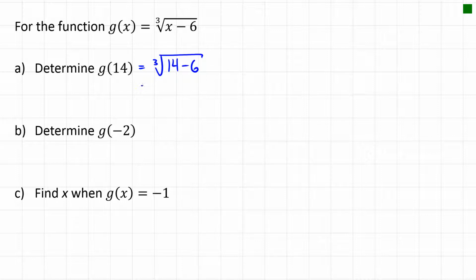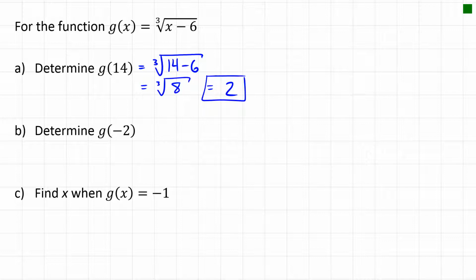So we have the cubed root of, and we replace x with 14, so we have 14 minus 6. So that would be the cubed root of, quick little bit of mental math, the cubed root of 8. And luckily, 8 is a perfect cube. 2 times 2 times 2 equals 8, so the cubed root of 8 is 2. Now, we could have a question where the result was not a perfect cube, and so you would just have to write your answer in simplest radical form. But in this case, we were able to take the perfect cube of that value.